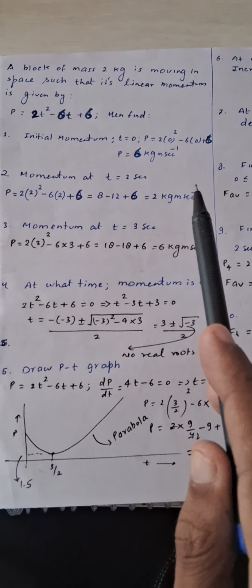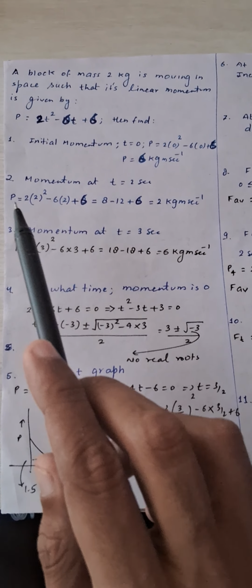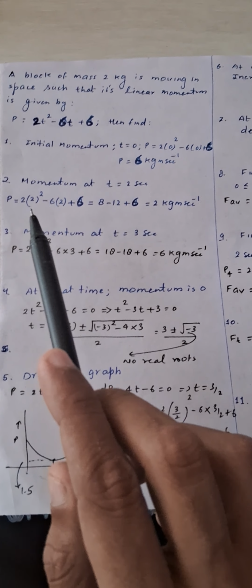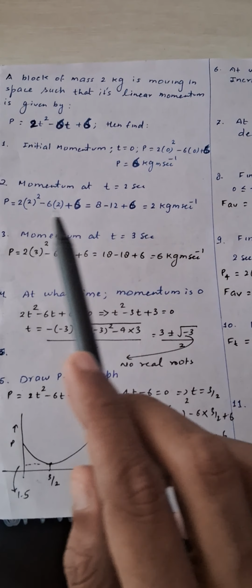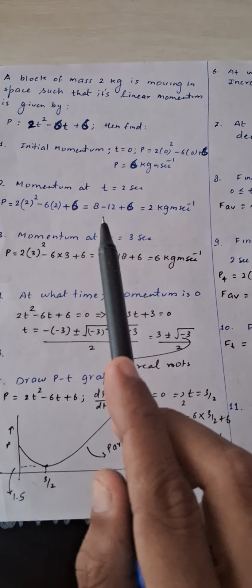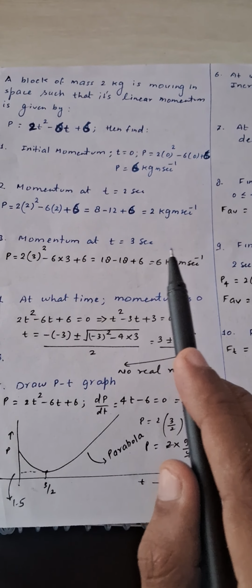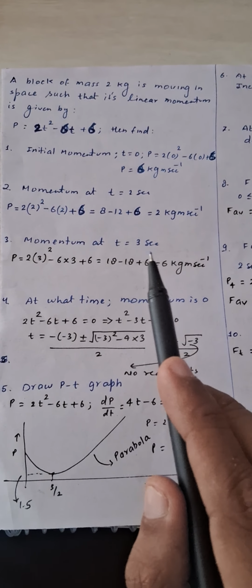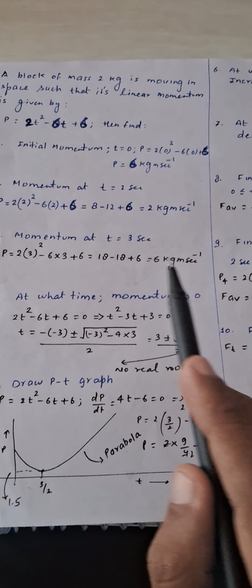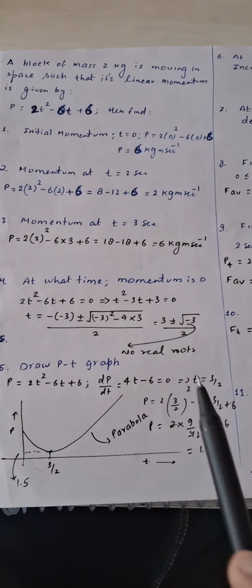Then we have momentum at t equal to 2. You substitute t equal to 2, so p is equal to 2 times 2² minus 6 into 2 plus 6, which gives 8 minus 12 plus 6, which is 2 kg meter per second. Then we need to find momentum at t equal to 3. So you substitute t equal to 3, and after substitution you get momentum as 6 kg meter per second.